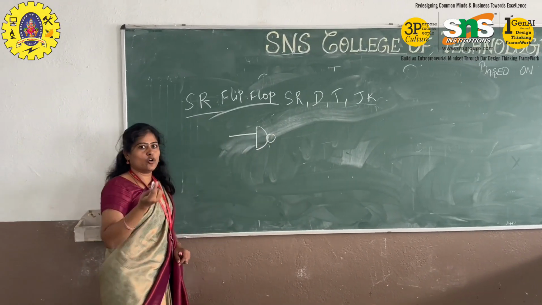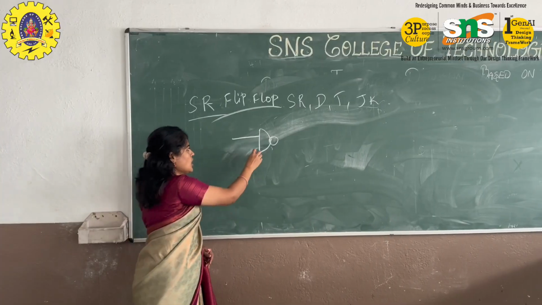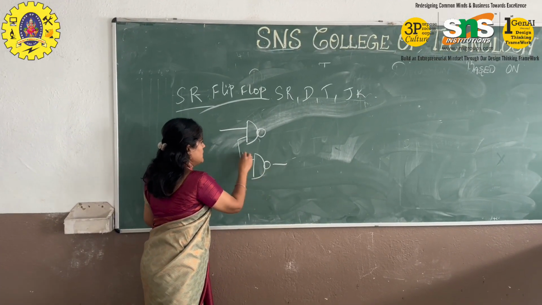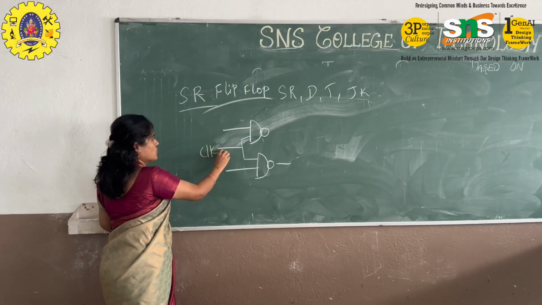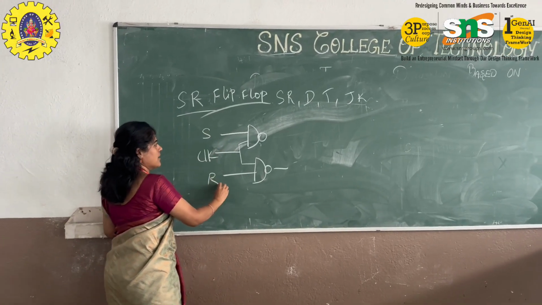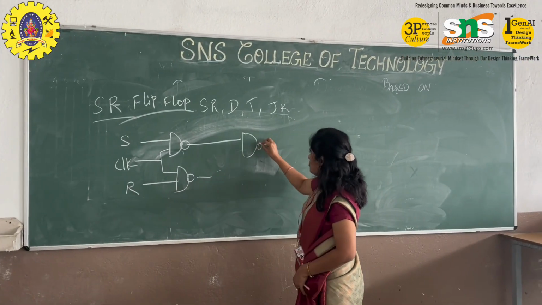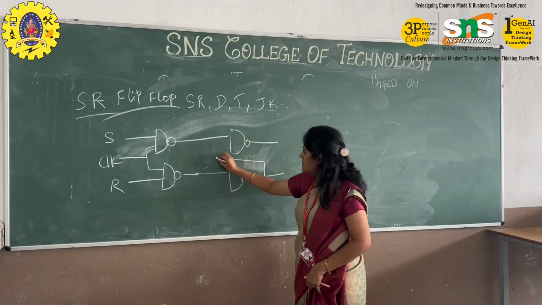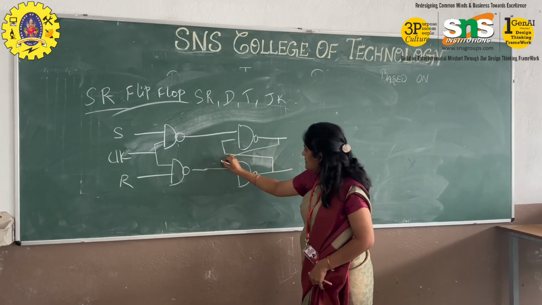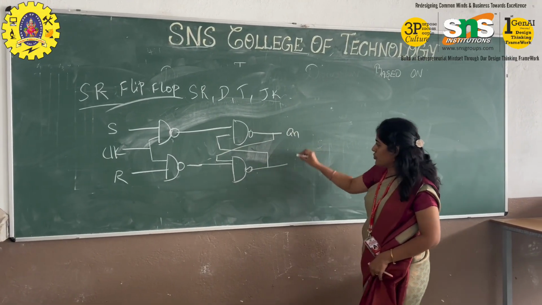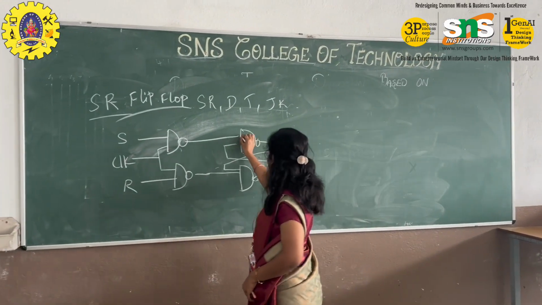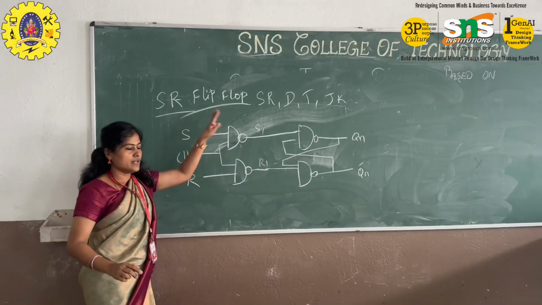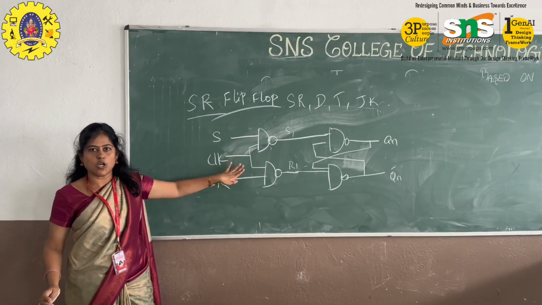It needs a memory and a clock also. The clock is mainly used to trigger the flip-flop, so we give clock pulses to the circuit. This is the S input, this is the R input, and again we connect one logic. Then this output is given to here and this output is given to here. So these are Qn and Qn bar. Let's name these S1 and R1. This is the logic diagram of the SR flip-flop.